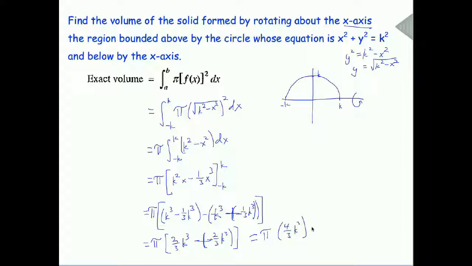Rearranging that to something we're more familiar with, we get 4/3 pi times k cubed, where k represents the radius. And so we just found the volume of a sphere, and we showed why the volume of the sphere is the equation that we learned a few years back in geometry.